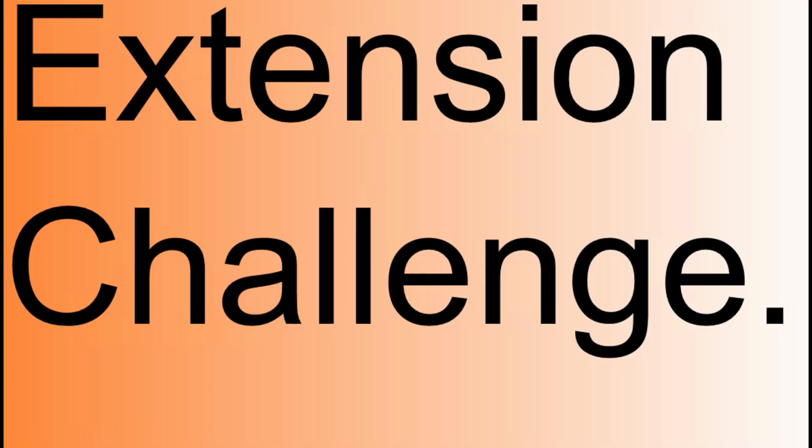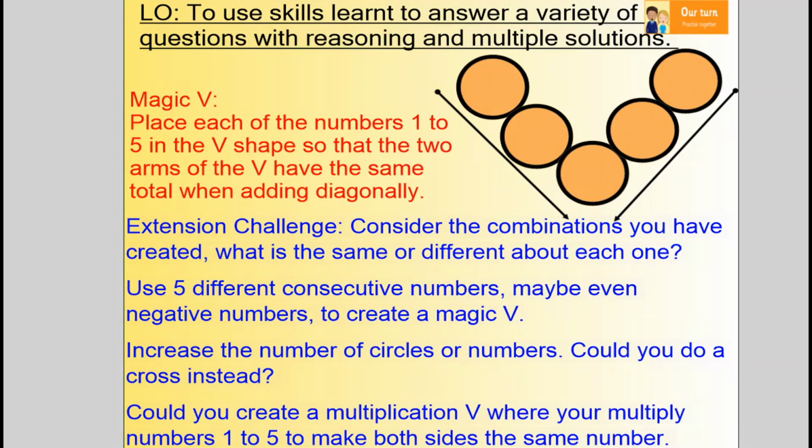These are extension challenges for the first 2 questions. I'm not going to give an extension challenge for the last one, as obviously there are multiple steps to it and it is a little bit trickier. So for the Magic V, the extension challenge is to consider the combinations you have created: what is the same, what is different about each one. Use 5 different consecutive numbers, maybe even try negative numbers, to create a Magic V. Increase the number of circles or numbers. Could you do a cross instead? Could you create a multiplication V where multiplying numbers from 1 to 5 makes both sides the same number? So pause the video if you want to do the extension challenge for the Magic V question.